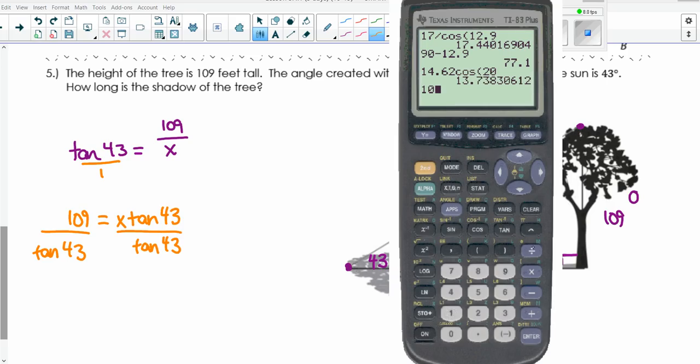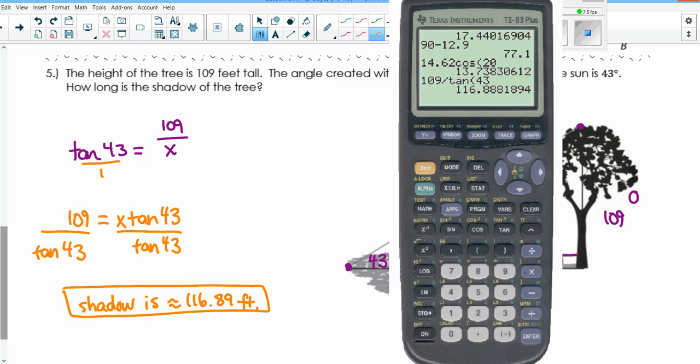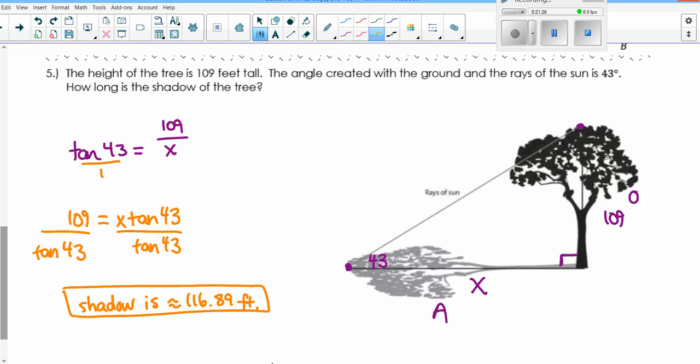Okay, so I can do 109 divided by tangent of 43 and check to see that you got 116. So, the shadow is about 116.89. And there we go. Okay.